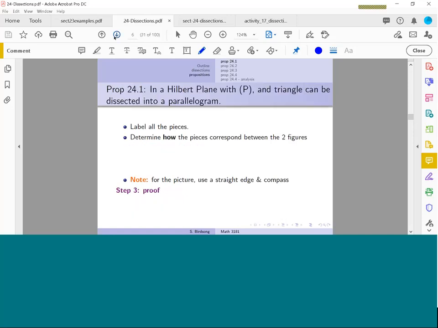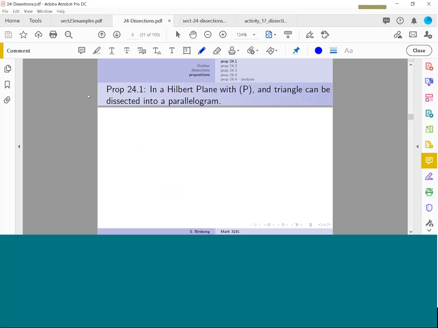All right, so let us look at a relatively straightforward case. For this one, I just pulled it from proposition 24.1. We're in our normal setup, a Hilbert plane with the parallel axiom, or Playfair's axiom, holding, and you've got a triangle. So here's the scratch work. Okay, I've got a triangle. Maybe this is triangle ABC. Pretend that's really a triangle.